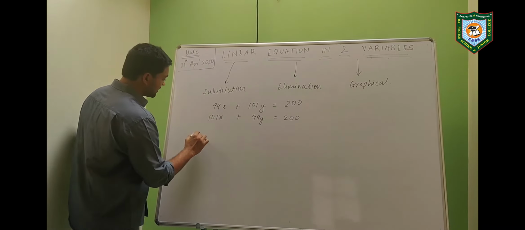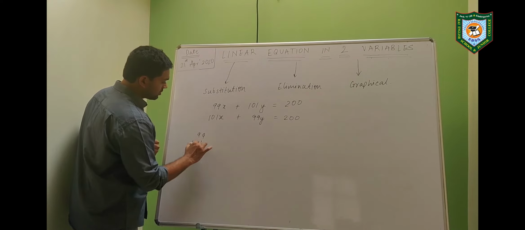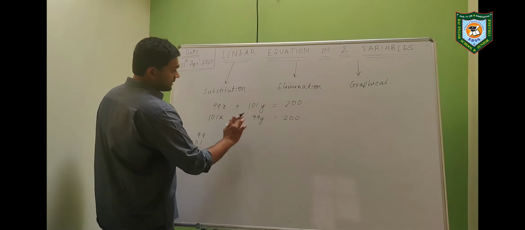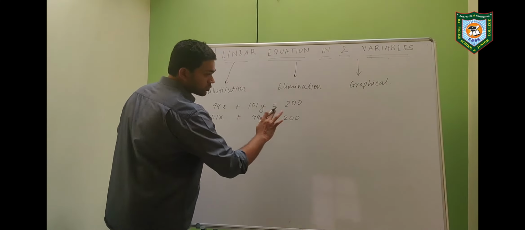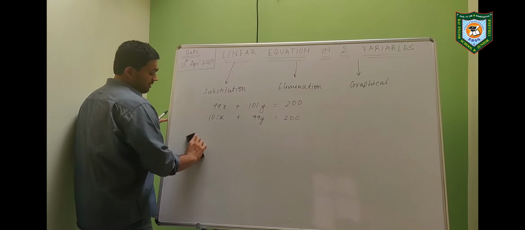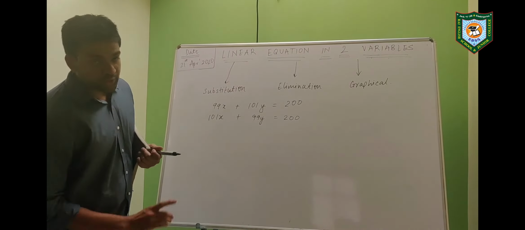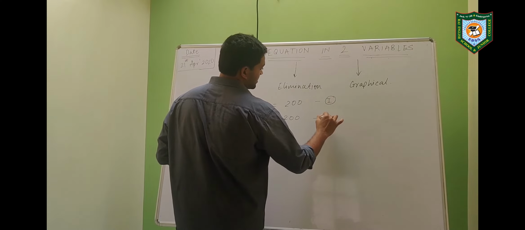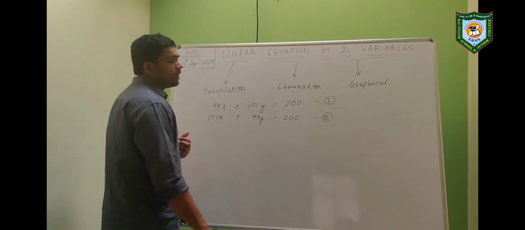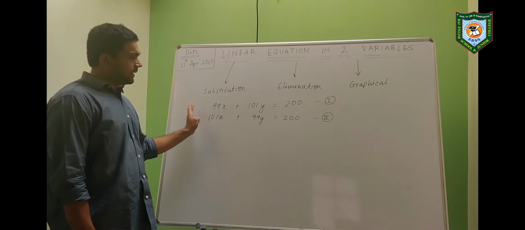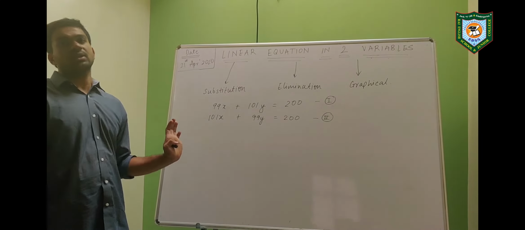Now, if I start calculating 99 times 101, then I'll have to calculate 99 times 99 and 99 times 200. That will take a lot of time. So in order to save our time, we are going to use a simpler method. Let this equation be 1. Let this equation be 2. What I'm going to do is add these two equations first, and subtract these two equations in the second step.